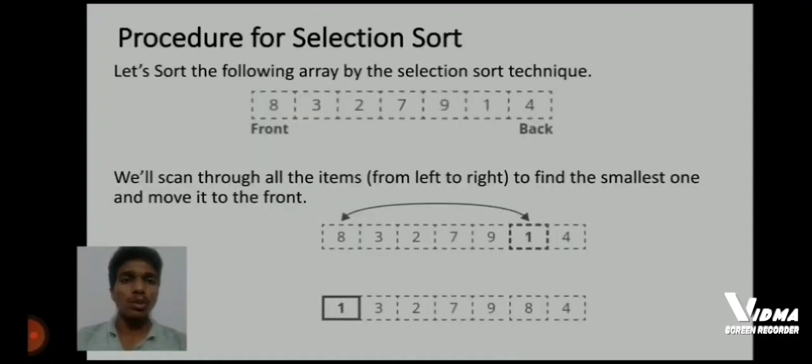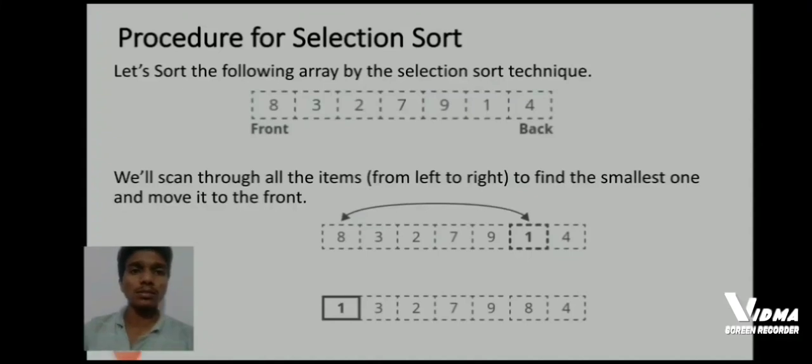Procedure. The procedure of selection sort is as follows. Here we are taking an array where the front is 8 and the back is 4, and the array is 8 3 2 7 9 1 4. We will scan through all items from left to right to find the smallest one and move it to the front. Sorting means to arrange the array in ascending order.